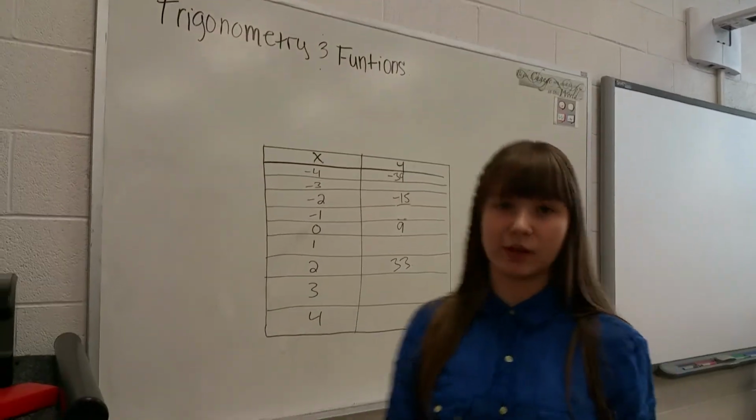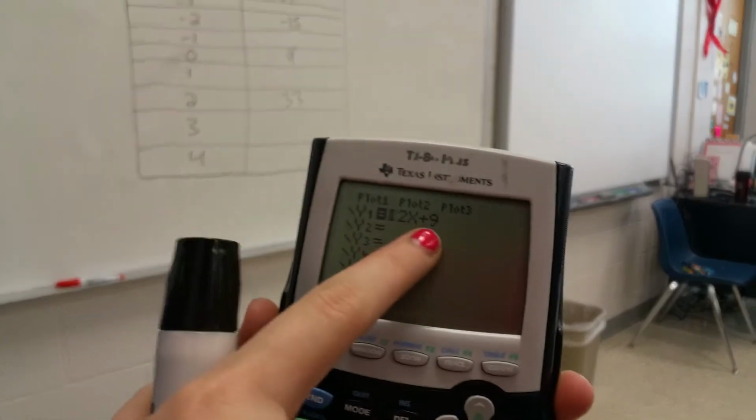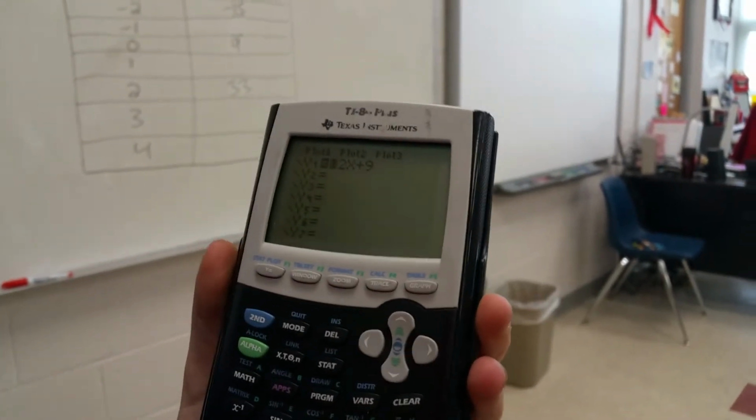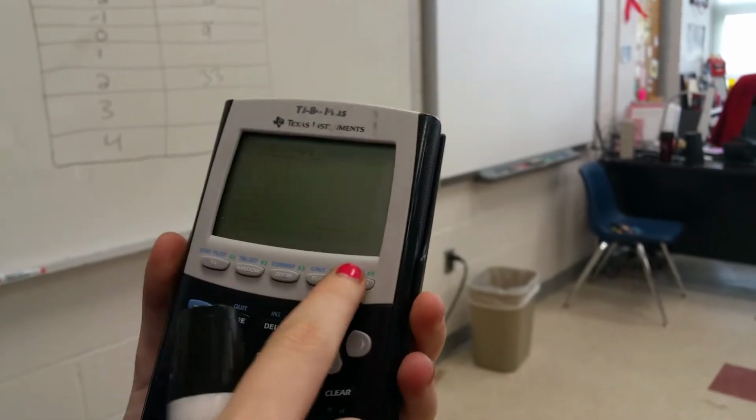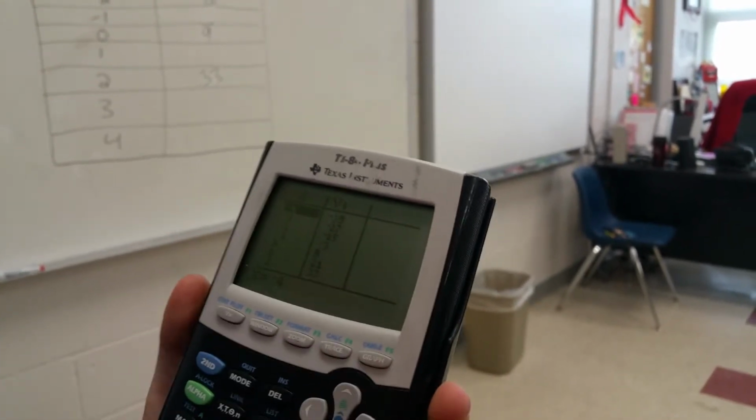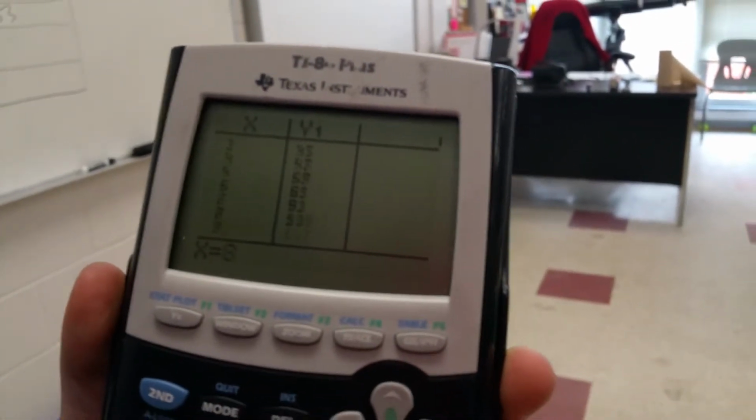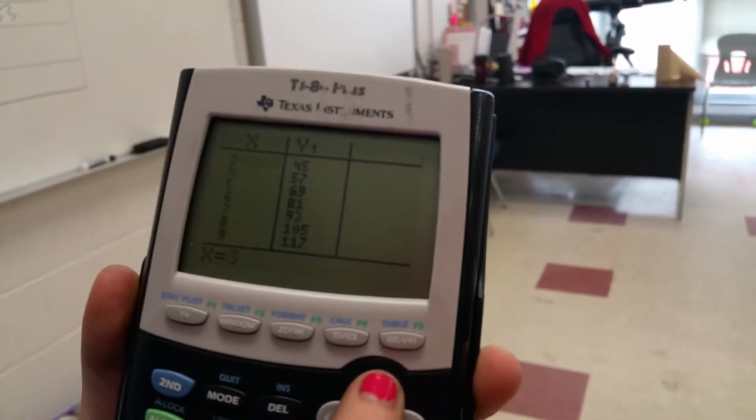So you would go to y equals, push the y equals button and put in 12x plus 9, using the 12x button plus 9, and then you go to second graph, and they give you the x and y values of any number that you need. It goes all the way down to any number.